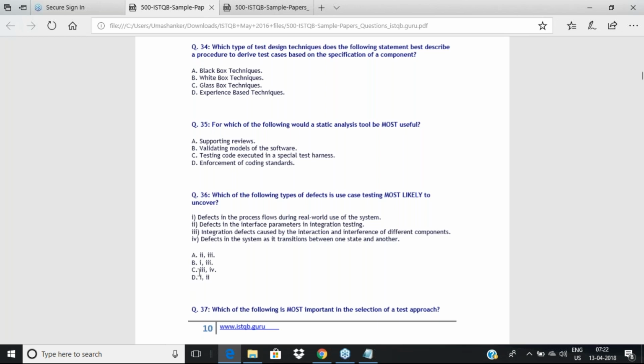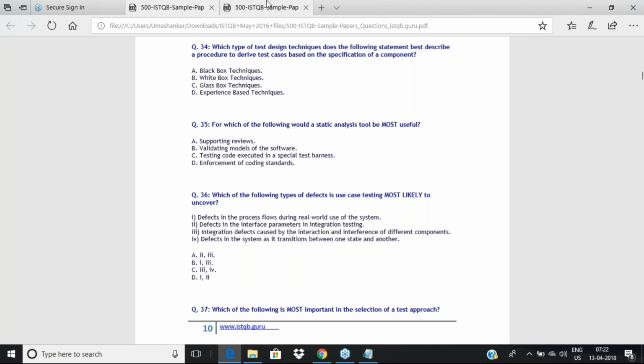So let's try to rule out now. Is there anything that is common in A and C? That is integration defects? Yes, that is there. That's okay. What about the second, defects in the interface parameters in integration testing? Yes. Defects in the system as it transitions between one state and another state. So this is more like a state transition technique. The most promising answer is A, but there is a chance that it can be C also, but mostly A. It is 99% A because it's talking about integration testing, and the third one is integration between two.